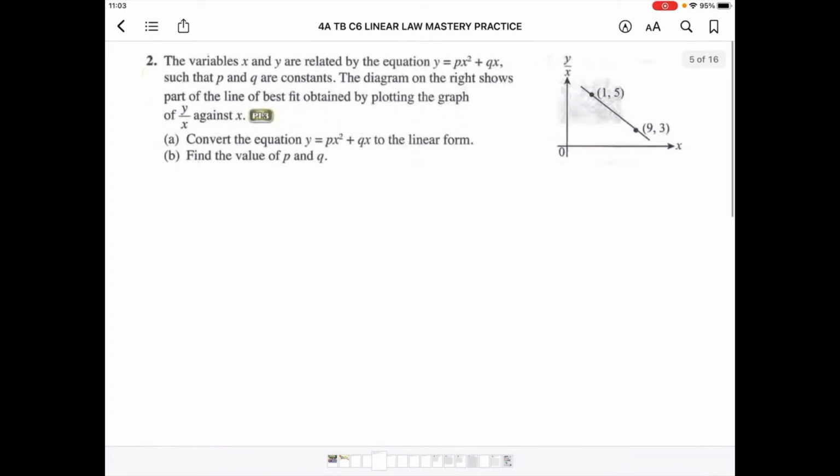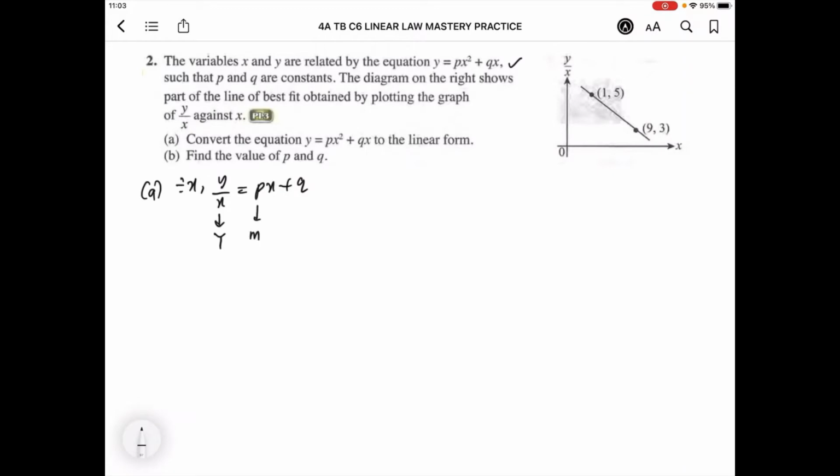When you divide by x, you can see you get these 2 points. So we can find 2 things from the graph: the gradient and the y-intercept. But first of all, the question asks us to convert to linear form. So let's just take this equation and divide by x. Y over x is now bx plus q. So this is your big Y now, this is your gradient, this is your big X, and your c. So by plotting y over x versus x, you get a straight line.